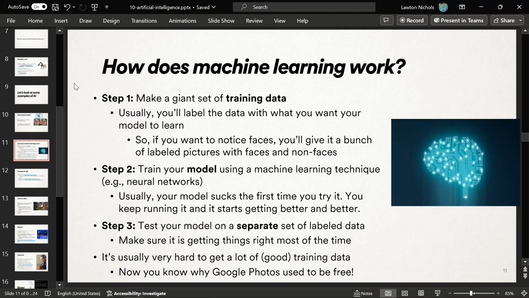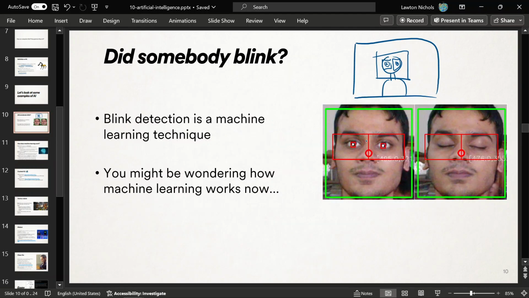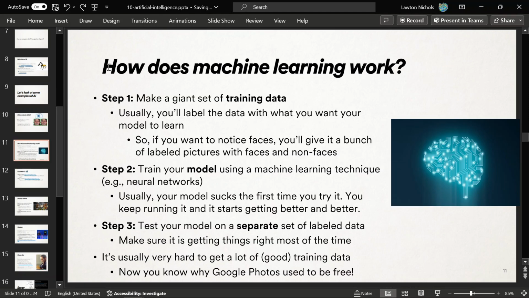Here is the process. It's a very, very simple thing to explain. It's just the devil is in the details, right? Here is how machine learning works, if you never looked into it. What you do, let's pretend, let's have this as our running example, blink detection. If you want to do machine learning to solve a problem, your first step, usually the hardest step, is to make a giant conglomeration of what's called training data. All right.